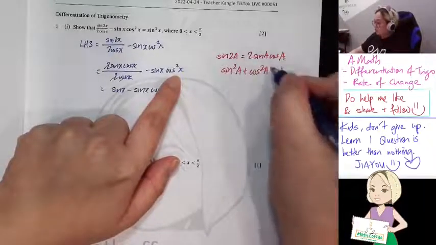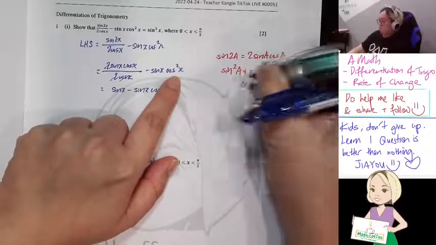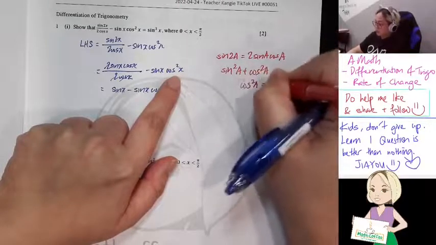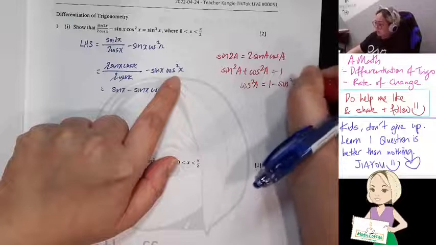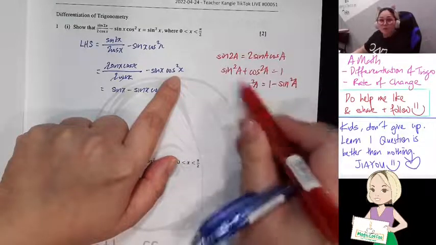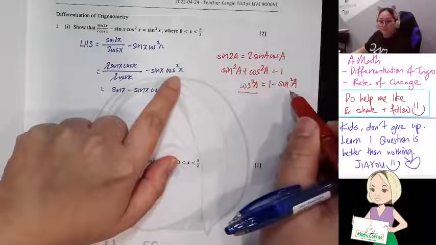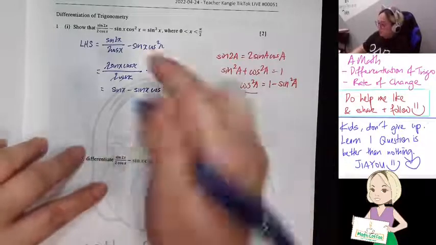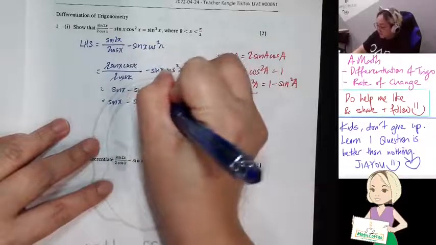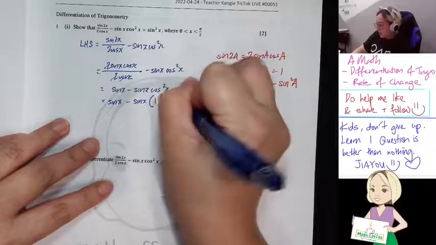So what you need to do is make cosine square a the subject. So it should be cosine square a equals 1 minus sine square a. Since I make cosine square a the subject, I can replace my cosine square a with 1 minus sine square a. So I write sine x minus sine x bracket, change the cosine square x to become 1 minus sine square x.